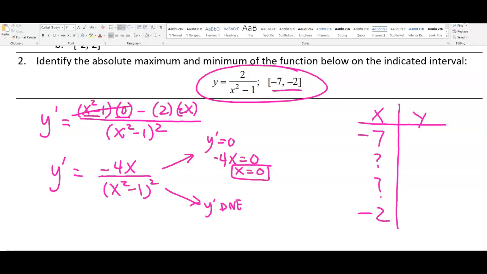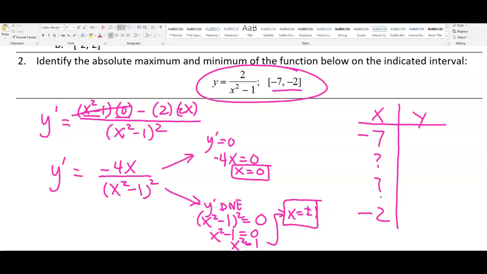Then we also want to find where the denominator equals 0. That's where the derivative is undefined. We're going to add 1 to both sides, and then we're going to take the square root, which is going to give us plus and minus 1. Don't forget your plus and minus.